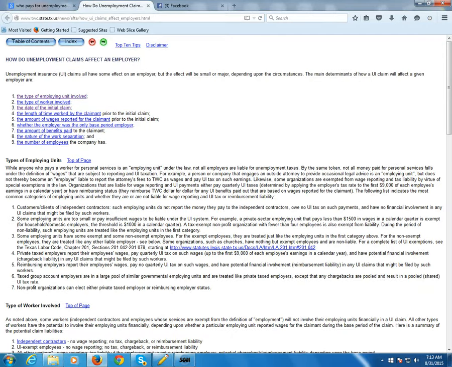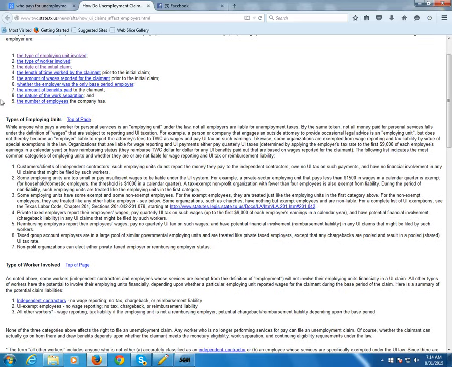Here's another way they figure out how they pay you. Well, they pay you based on the type of employee you are. Anytime a company pays someone, you're considered an employee. Number one, the type of employee: the type of worker you are. Are you an independent contractor, are you an employee, or are you just another worker? The date of initial claim, meaning the date that you got fired from the job.